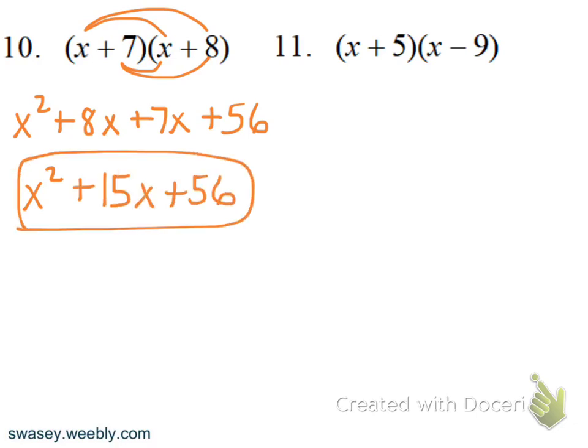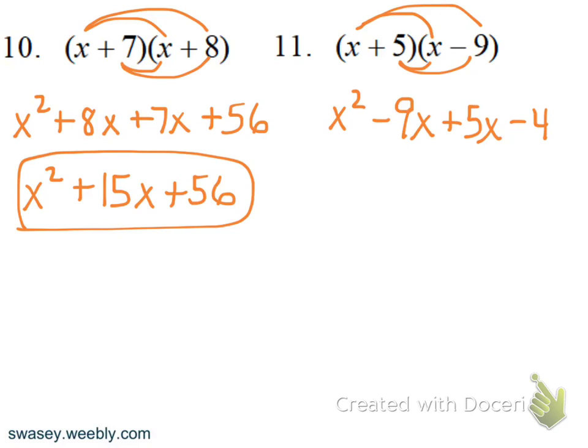Number 11, distribute twice and then combine like terms. X times x, x squared. X times negative 9 is negative 9x. 5 times x is 5x, and 5 times negative 9 is negative 45. Combine like terms. Negative 9x plus 5x is negative 4x.